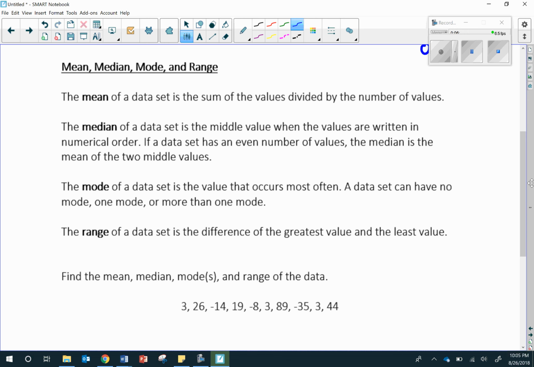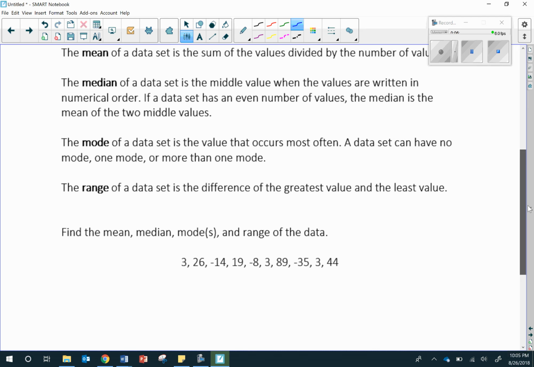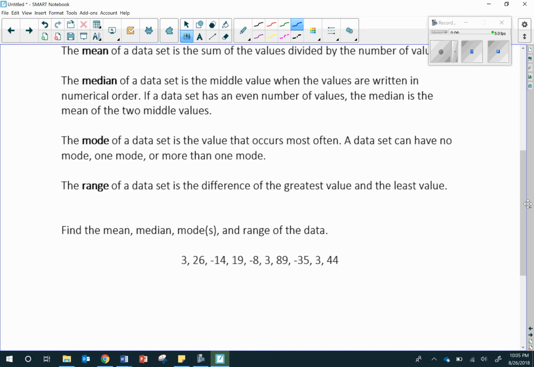If, when you find the median, it doesn't fall on one number, then you would simply find the average, or the mean, of the two middle values that are left. The mode of a data set is the value that occurs most often. I like to think of mode and most as a way to remember this. A data set can have no mode, one mode, or more than one mode. And it just depends on the data set as to what you'll see there. The range of a data set is the difference of the greatest value and the least value. So you're just subtracting there.